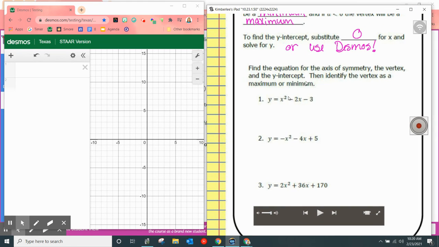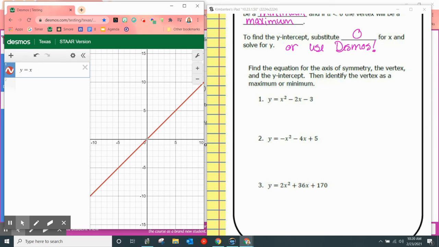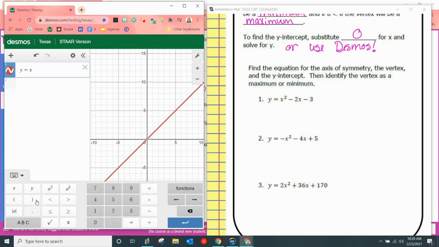y is equal to x squared, and you can type the y equals. So x, now if you can't remember to do shift 6, then you can come down here and hit the squared here. Minus 2x minus 3. So here is our U shape. Do you see this? So they want you to first identify the axis of symmetry, the vertex, and the y-intercept. And then tell them, is it a minimum or a maximum?